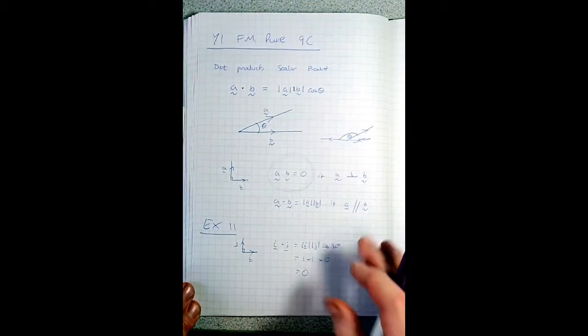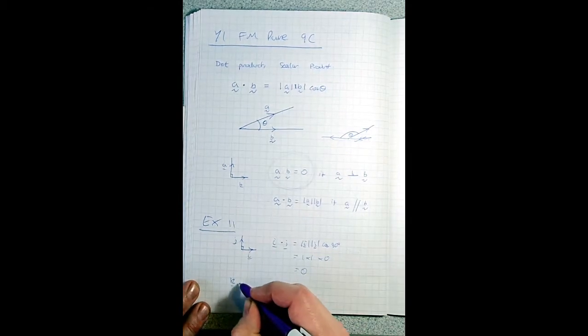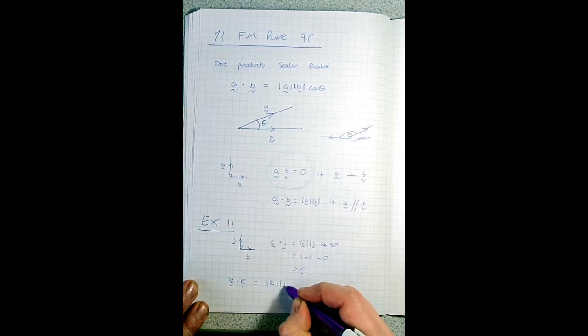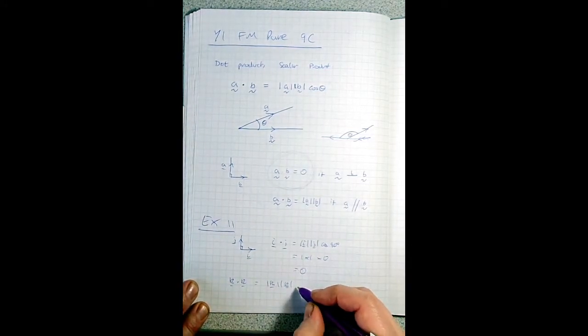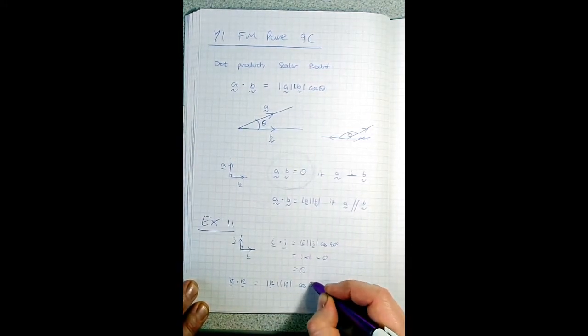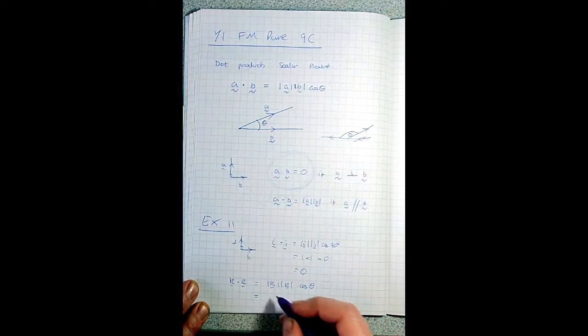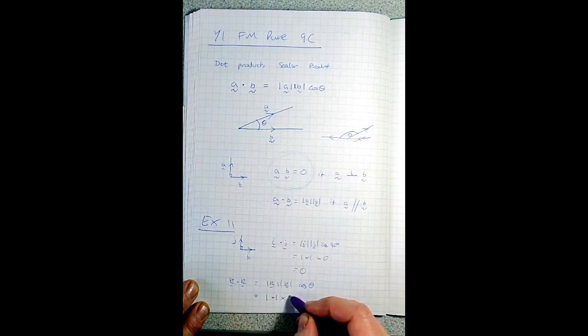k dot k, not surprisingly, is mod k mod k cos theta. Since the angle between a vector and itself is 0, it's 1 times 1 times cos 0, which is 1.